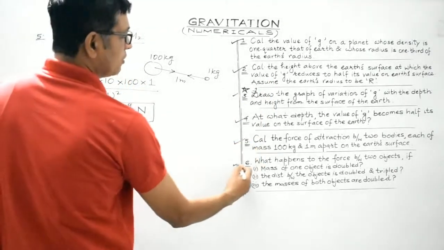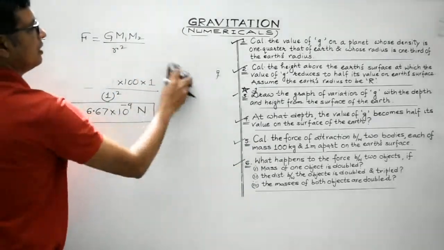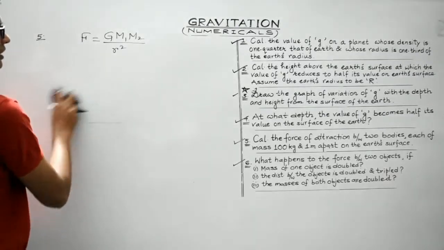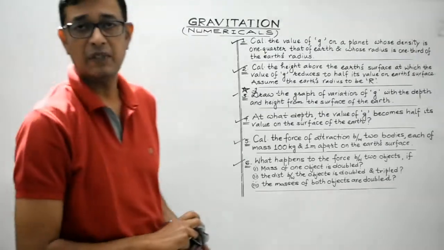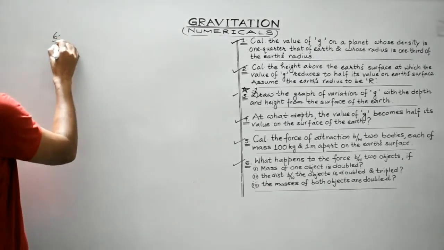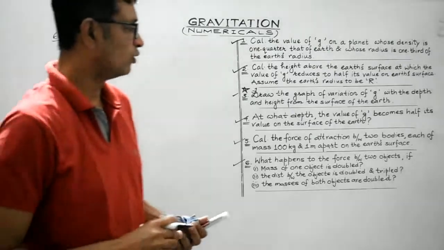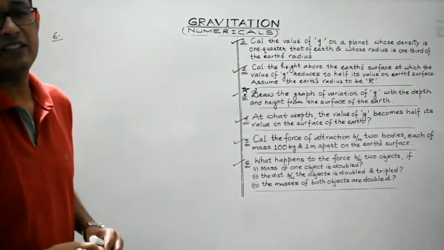So we are over with question number 5 as well. Now let's concentrate on question number 6. It is also very simple. Based on theoretical facts, we will make use of the mathematical expression of universal law of gravitation. Question 6 is, what happens to the force between two objects if mass of one object is doubled?